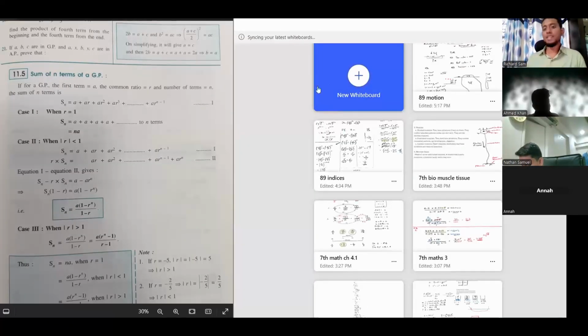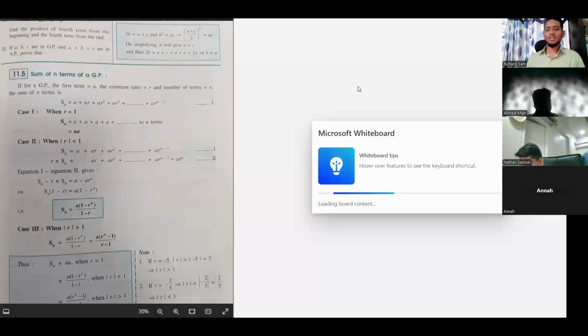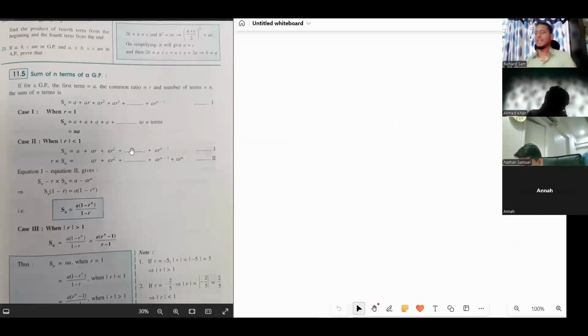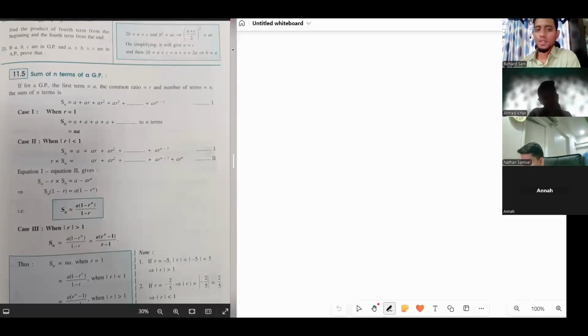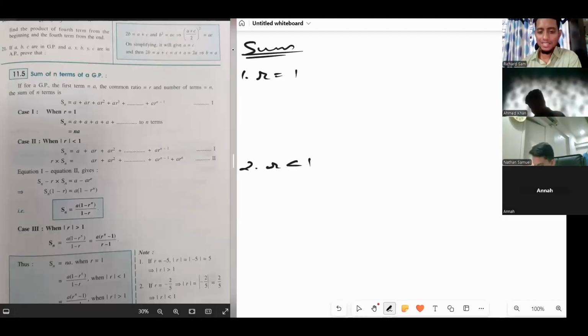Okay, now here to find the sum, you have 3 formulas. Now look at a GP. We have 3 conditions to find the sum. One where R is equal to 1, one where the absolute value of R is less than 1, and one where the absolute value of R is greater than 1.